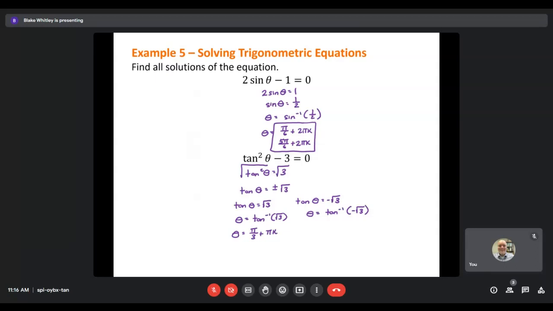Okay, now we need to think about where tangent is equal to negative square root of 3. And you've got two options. We need to think about our second quadrant or our fourth quadrant. I'm going to go with the value in the second quadrant here. It's going to be 2 pi over 3. And again, because the period there is pi, we have to add pi k. And so for this one, we're going to get both of these as our answer, okay, because we needed both the positive square root of 3 and the negative square root of 3 this time.